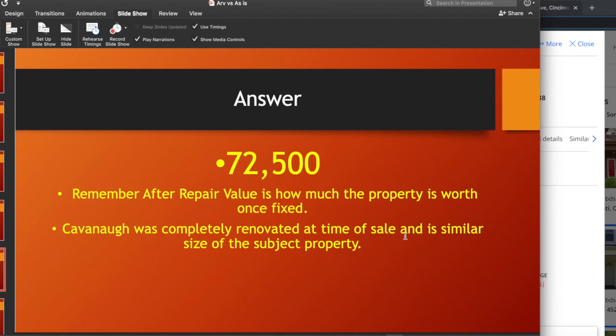It is inferred, but I'm going to make it clear right here. Your comparable properties have to be within at least a half mile. You can't have a property 2 miles away and say that it's comparable in price. That's not going to work. All right, on to the next one.